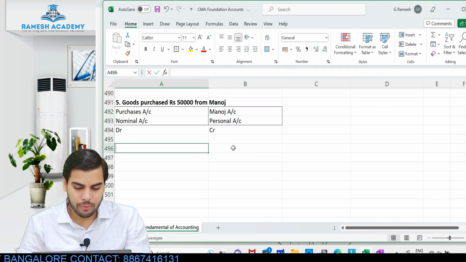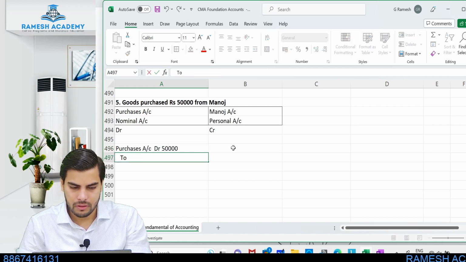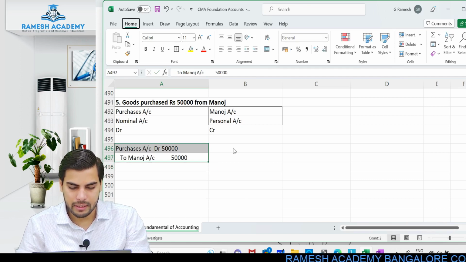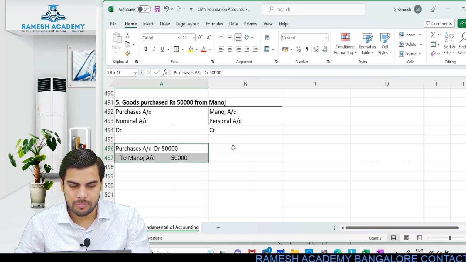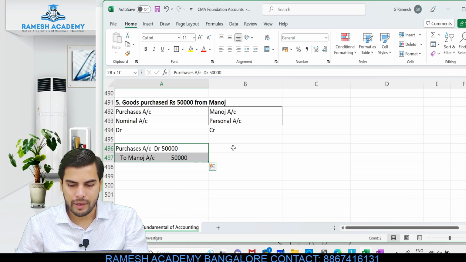The journal entry would be like this: purchases account debit 50,000 to Manoj account. If it was cash purchases, I would have credited the cash account. Here, instead of crediting the cash, I'll be crediting Manoj's account. Purchase account debit to Manoj's account. Simple. I hope everybody understood this. Anybody having any doubt, any confusion so far? Clear, right?